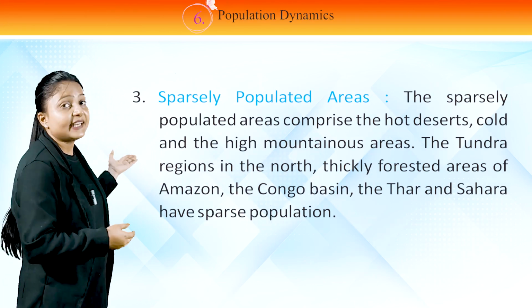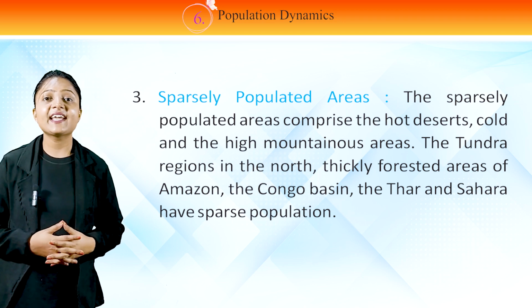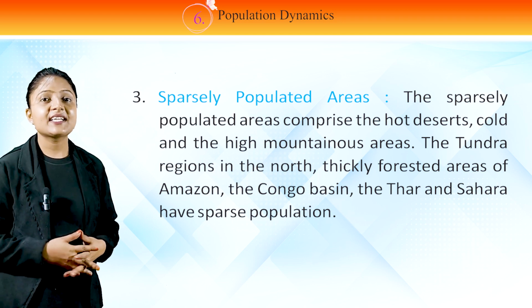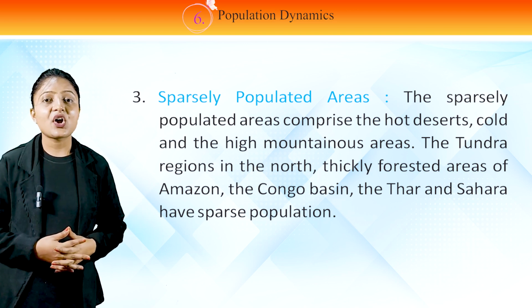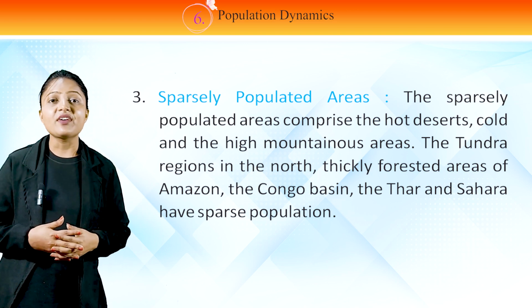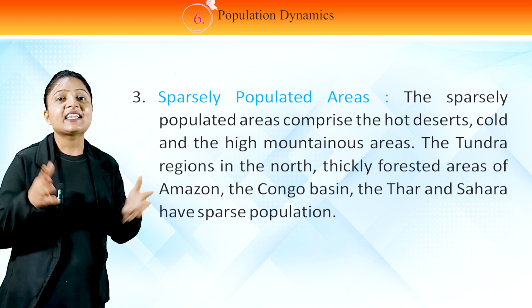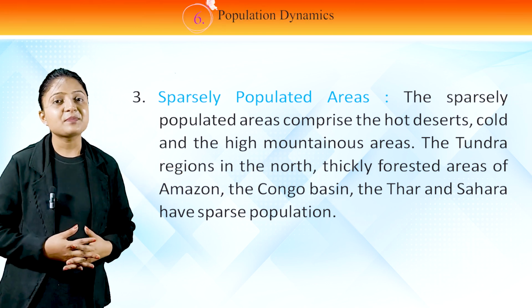Sparsely populated areas. The sparsely populated areas comprise the hot deserts, cold and high mountainous areas, the tundra regions in the north, and thickly forested areas. The Amazon, the Congo Basin, the Thar and Sahara have sparse population.